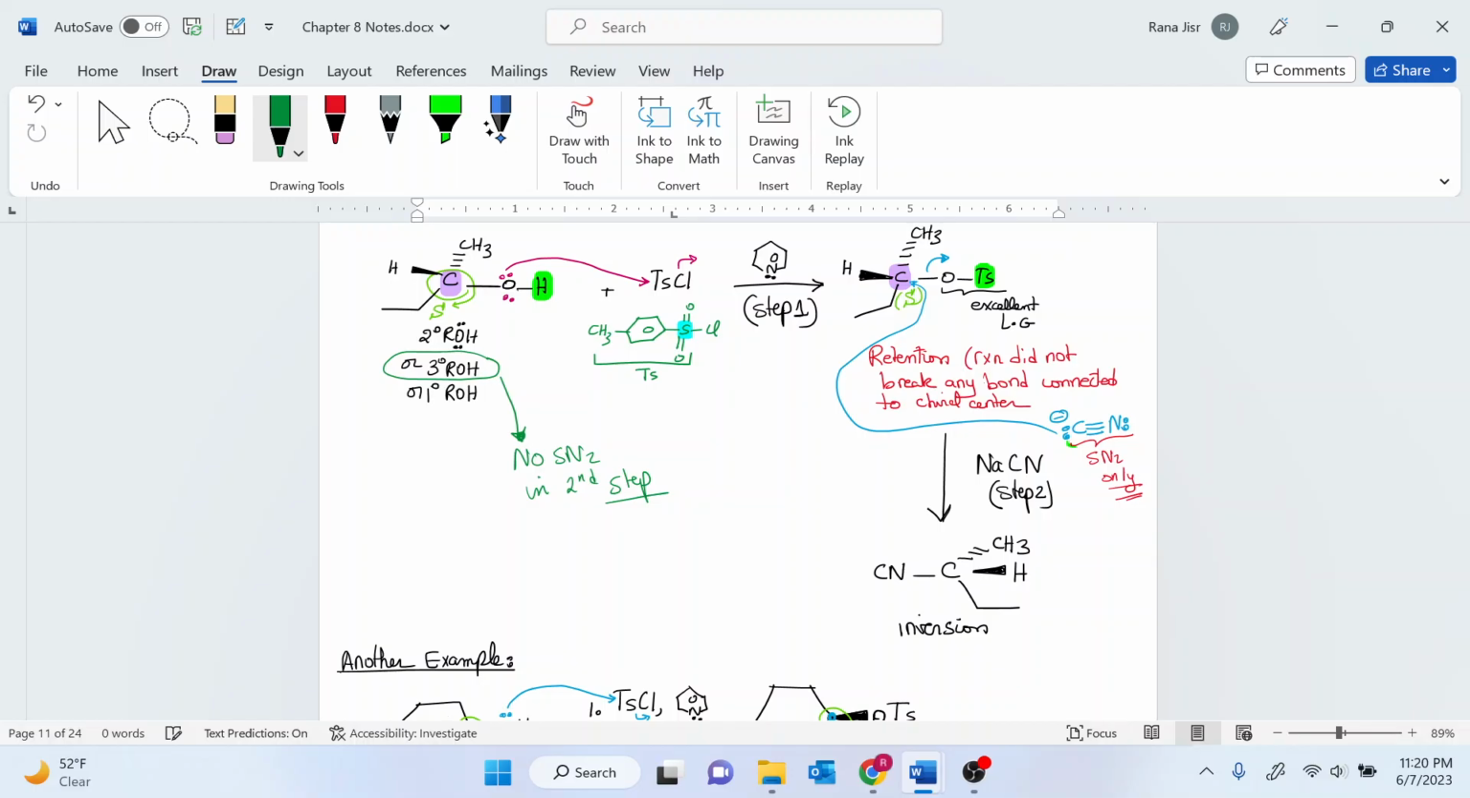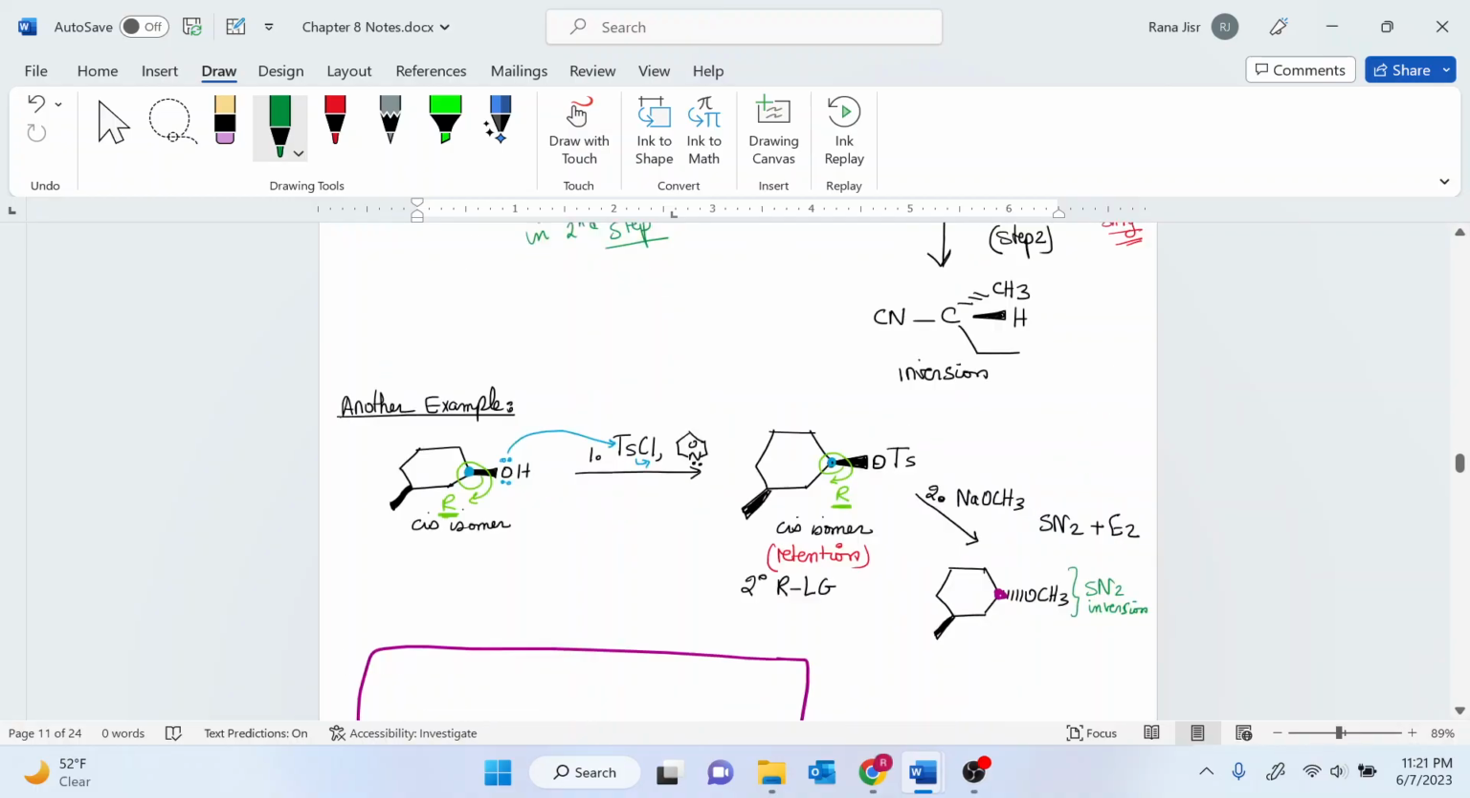And especially if you're using the CN minus, this doesn't go by elimination. It goes only by substitution, because this one is a strong nucleophile, but it is a weak base. So it doesn't go by the E2 mechanism. It goes just by SN2, so you will have no reaction in the second step.